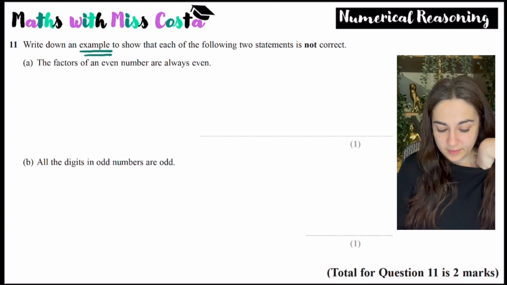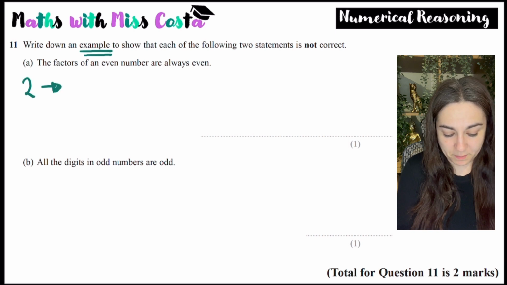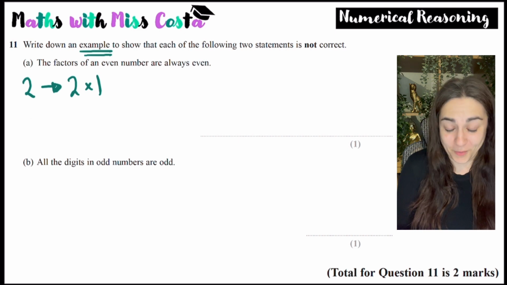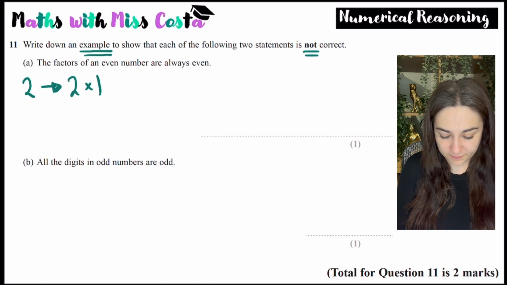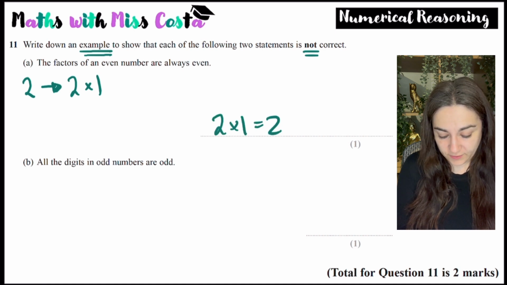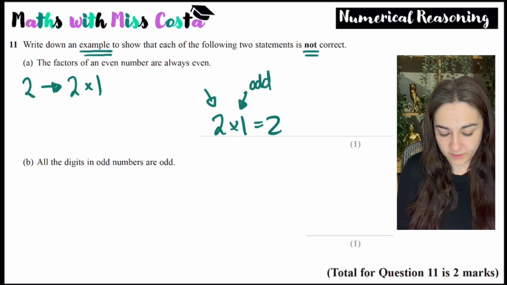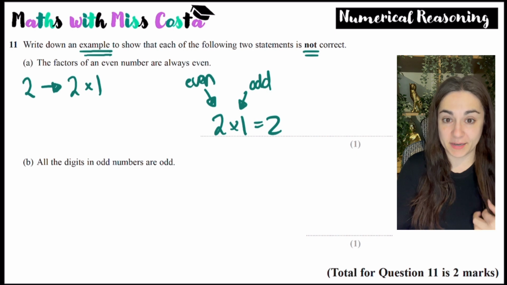The factors of an even number are always even. Factors are the numbers that multiply to make that number. For instance, the factors of 2 would be 2 times 1. That's an example that proves it's not correct, because the factors of an even number are not always even. If you just say 2 times 1 equals 2, they're the only factors of 2. 1 is odd, 2 is even. So this is an example. You're not having to explain anything. You just have to find an example that proves the statement is not correct.